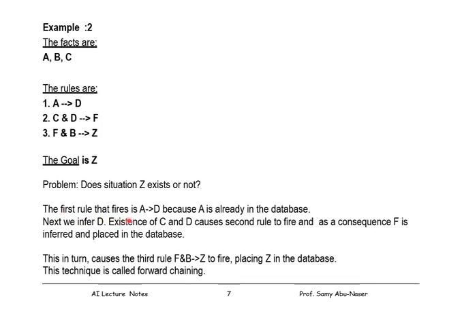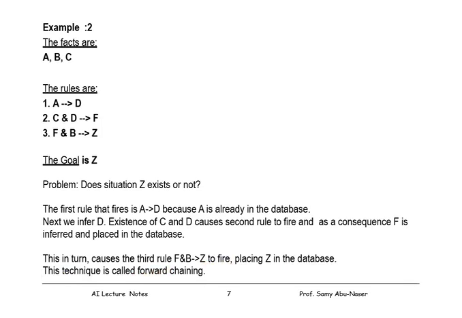The first rule that fires is A goes to D, because A is already in the database, the knowledge base. Next, we infer D. The existence of C and D causes the second rule to be fired, and as a consequence, F is inferred and placed in the database or knowledge base. This in turn causes the third rule, F and B goes to Z, to fire, placing Z in the database. The technique is called forward chaining.